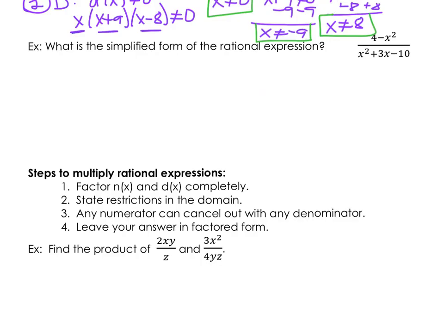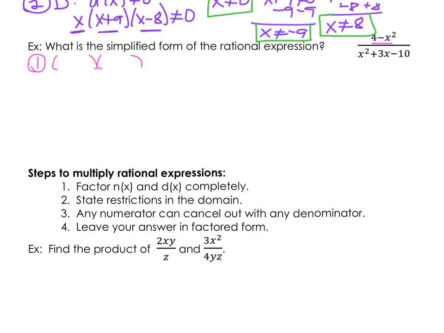Let's try another one. What is the simplified form of the rational expression 4 minus x squared over x squared plus 3x minus 10? Step 1, let's go ahead and factor. Now it's a little tricky with 4 minus x squared. It is a subtraction problem, and both 4 and x squared are perfect squares, so that's actually factorable. But the order is going to matter.